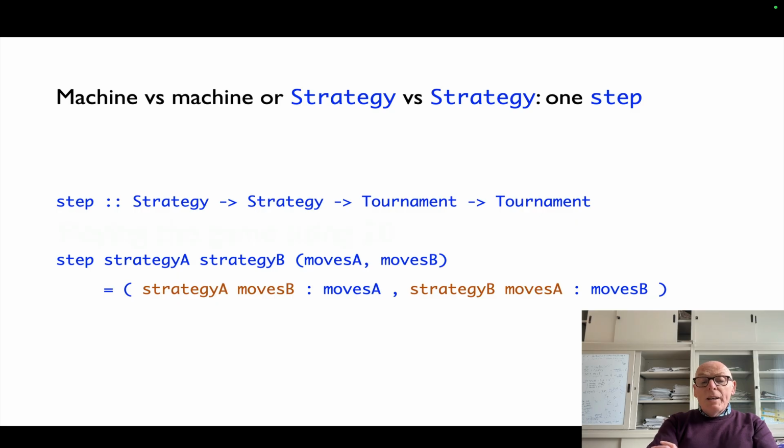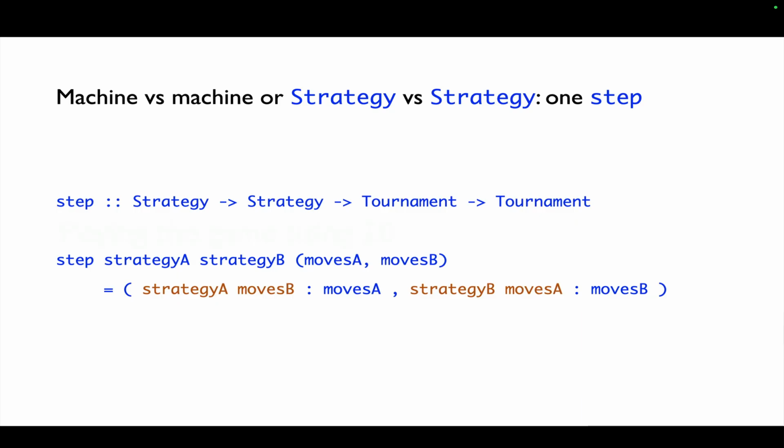The new move by A is got by applying strategy A to moves of B, and symmetrically, the new move of B is got by applying strategy B to the moves of A. So that gives us one step in a strategy versus strategy or machine versus machine tournament. It extends the length of those plays in the rounds by one.